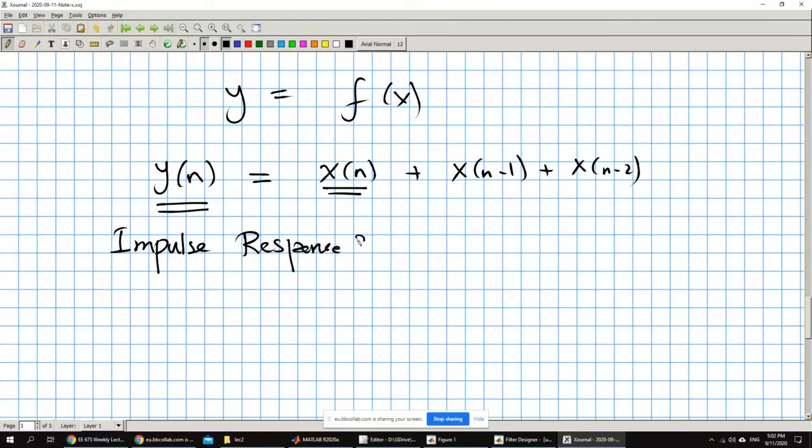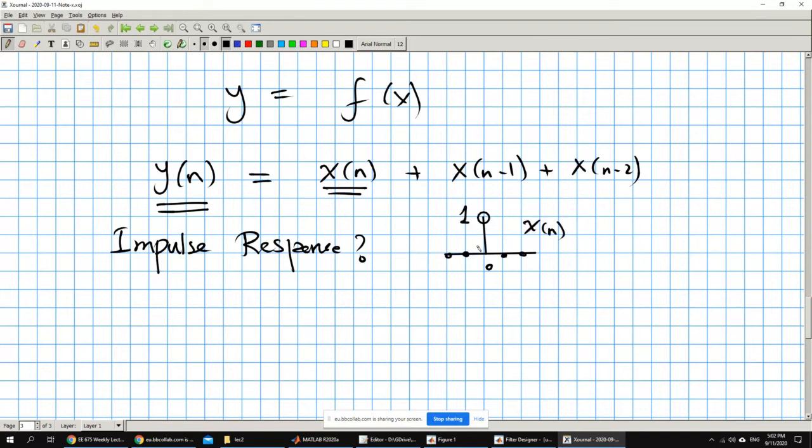What is the impulse response? The impulse response is the output for something that looks like an impulse. An impulse would look like this, basically. Okay, this is the impulse. Basically at 0, it's 1, and the other values are zeros. This is x of n.